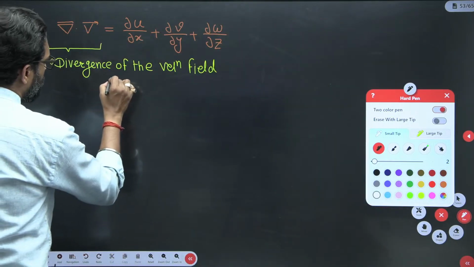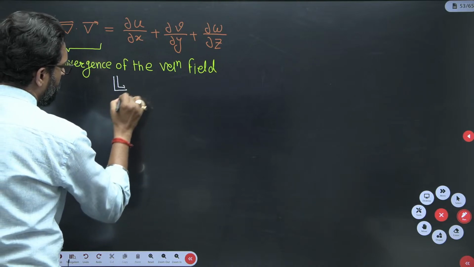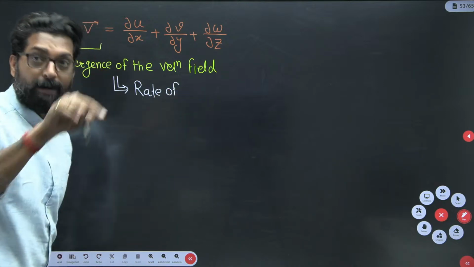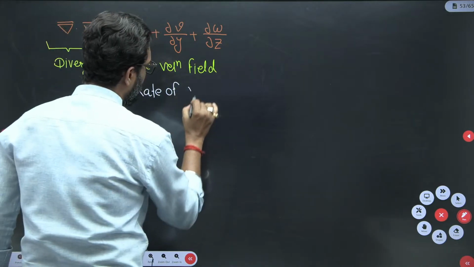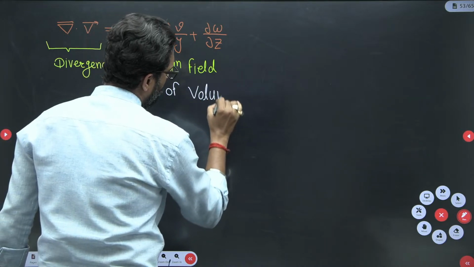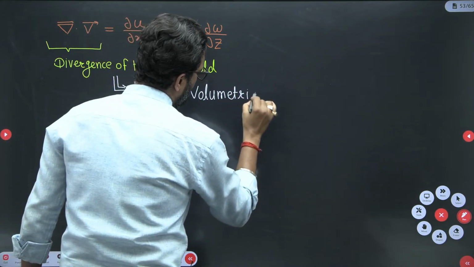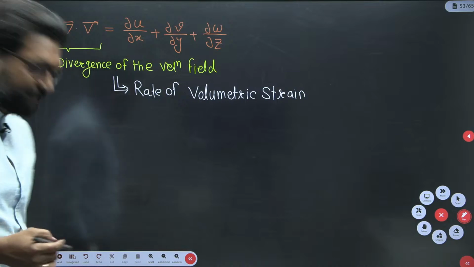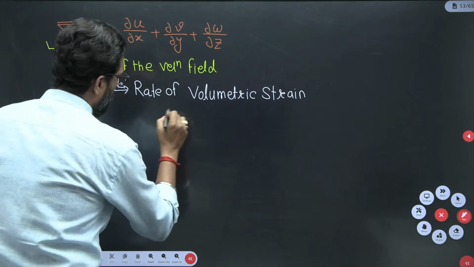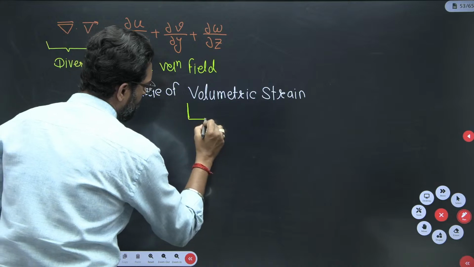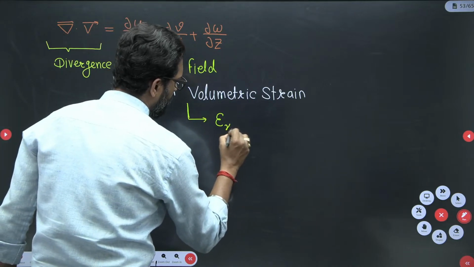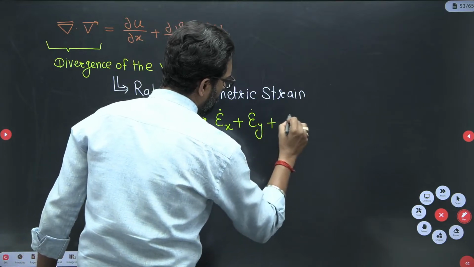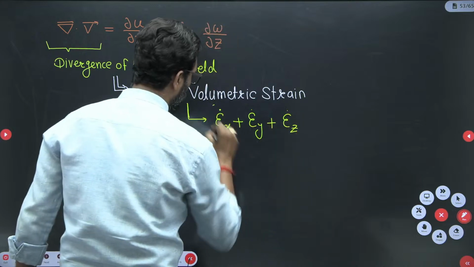And divergence of a velocity field is what? What they said? Rate of volumetric strain. And what is the rate of volumetric strain? That means rate of strain in x direction plus rate of strain in y direction plus rate of strain in z direction. This is the volumetric strain.